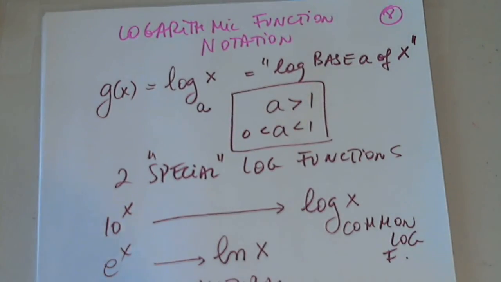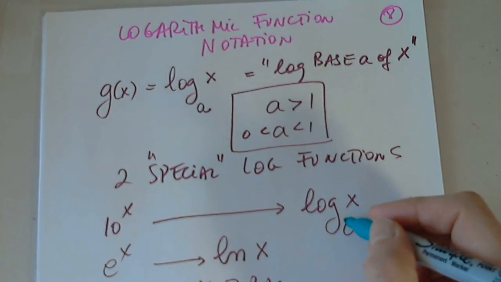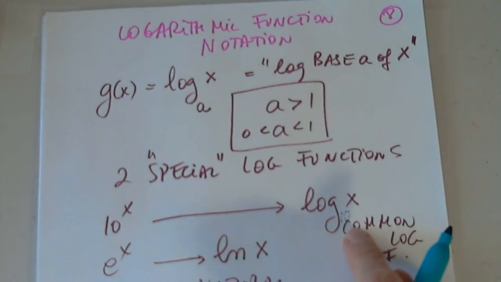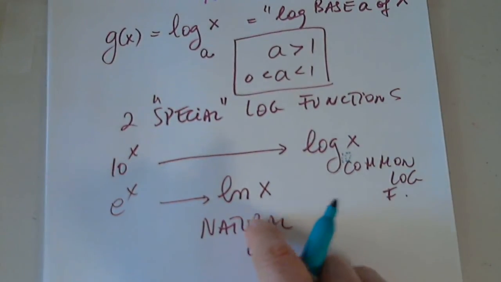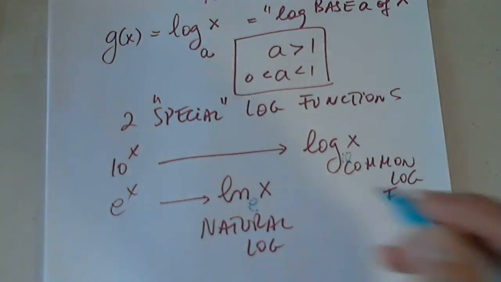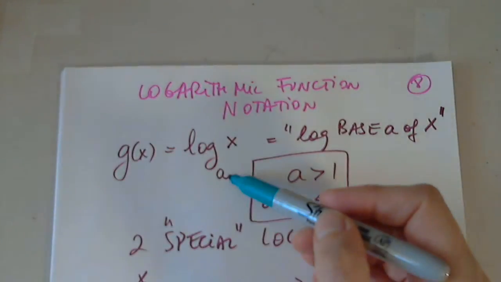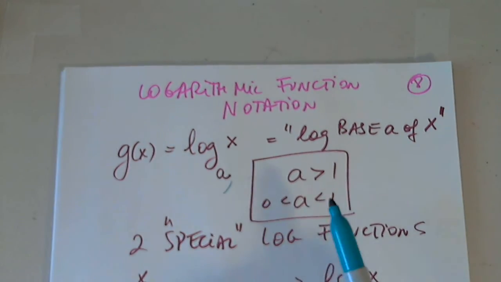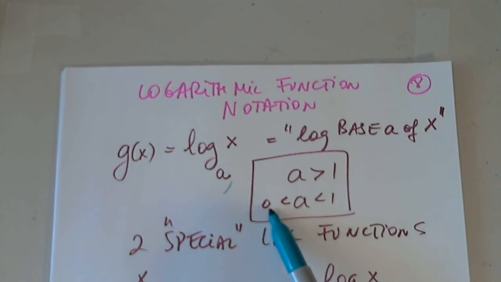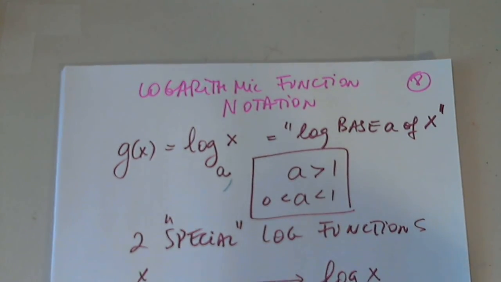So notation could be three different things, basically. Log with no base, but we know that the base is 10, but we don't write it. Ln with no base, but we know the base is e, but we don't write it. And anything else, but anything else restricted to numbers greater than 1, or between 0 and 1, not 0, not 1, and not negative, of course.